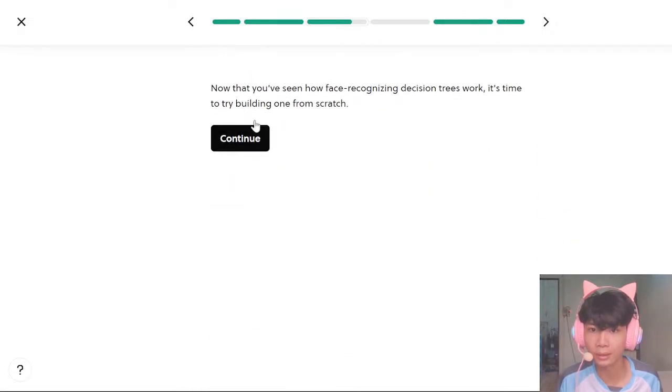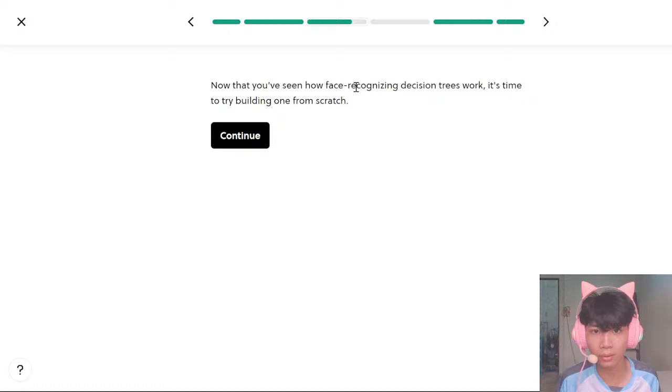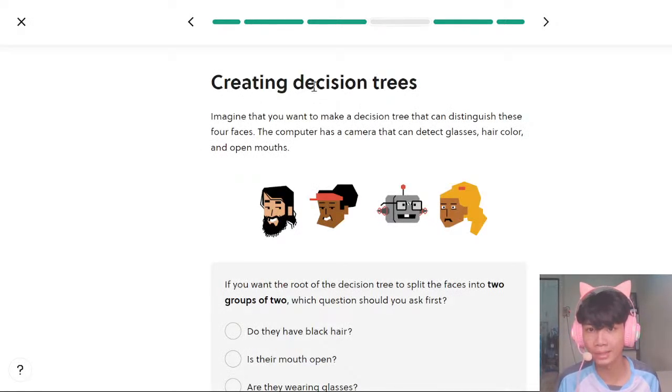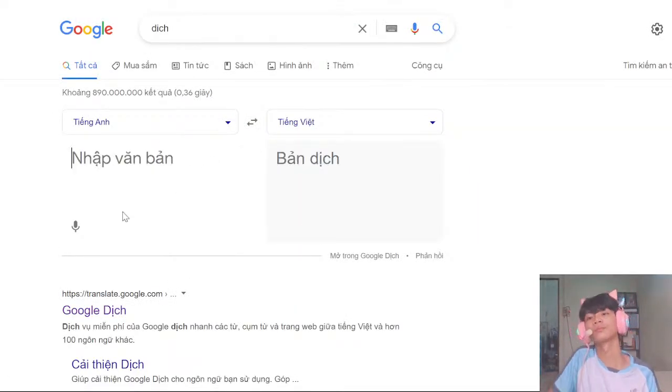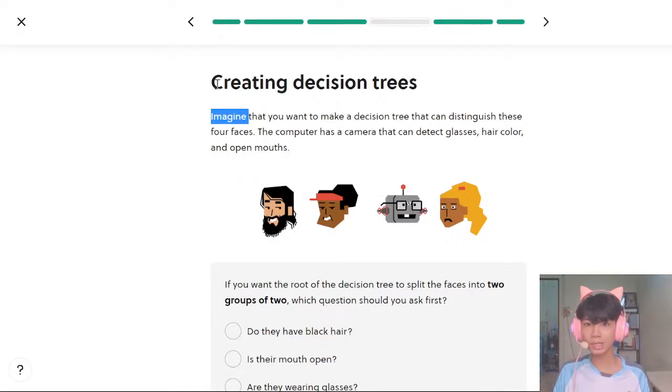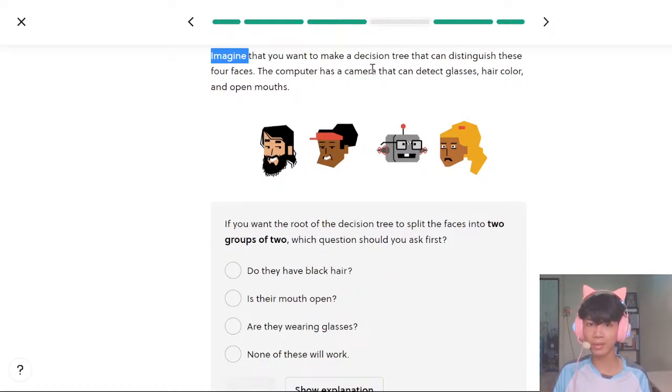Now that you've seen how face recognition decision trees work, it's time to try building one from scratch. Creating decision trees. Imagine that you want to make a decision tree that can distinguish these four faces. The computer has a camera that can detect glasses, hair color, and open mouths. If you want the root of the decision tree to split the faces into two groups, which question would you ask first?